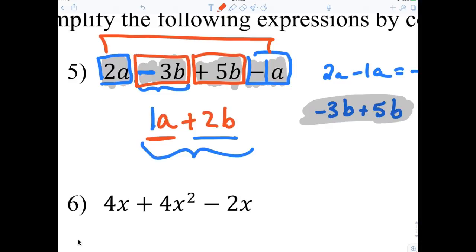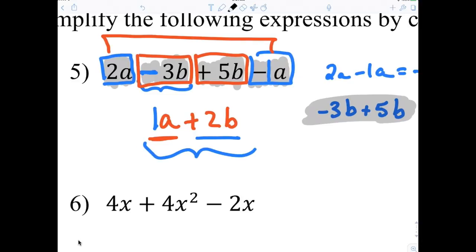1a, right? Are you sure? 2a minus 1a is definitely 1a. Now the question is, what is negative 3b plus 5b? Yeah. But why did you subtract? I only did what you told me to do. I asked you what was 2a minus 1a, and you said 1a.